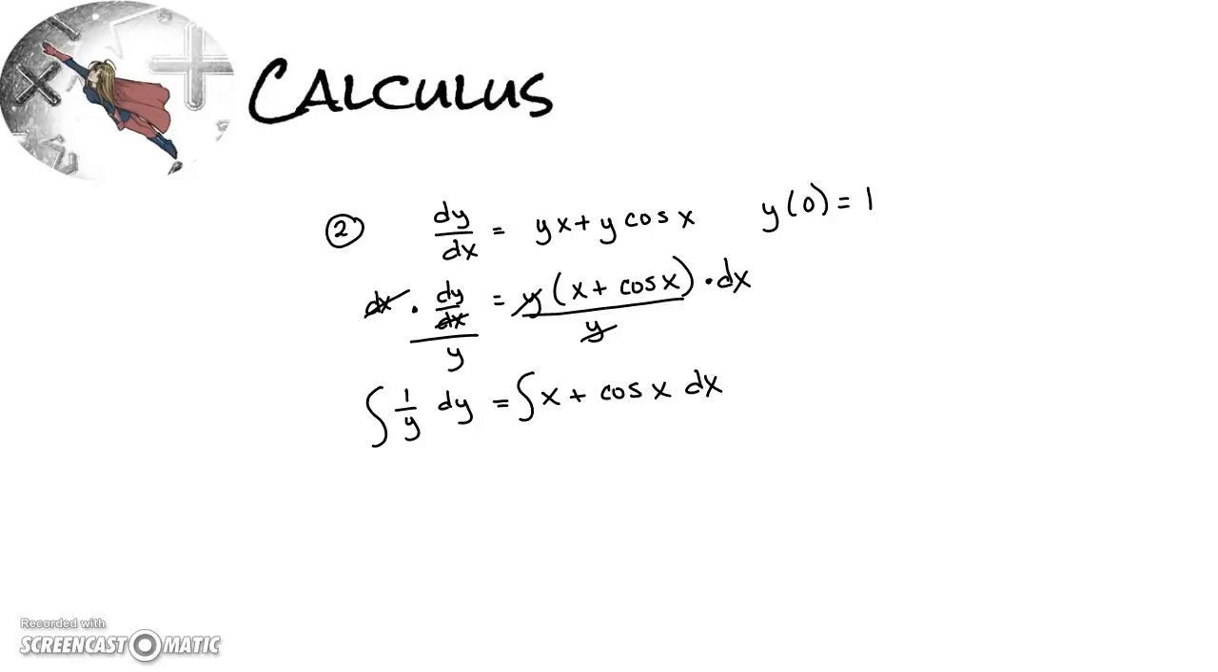So the integral of 1 over y is the ln of y. And remember, I'll just add c to the right-hand side. Then this integral is x squared over 2 plus sine of x plus c. Now we're trying to get y by itself.